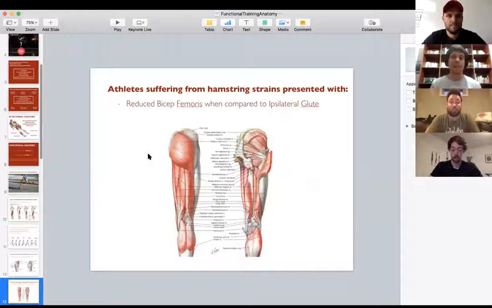Additionally, they also see reduced biceps femoris activation when compared to the glute on the same side. And one thing we always say is people need more glute activation. But if you actually look at where these muscles attach, it's pretty clear that the hamstring is actually better suited to extend the hip than the gluteus. Just look at the fibers on the glute. See how they come across here?